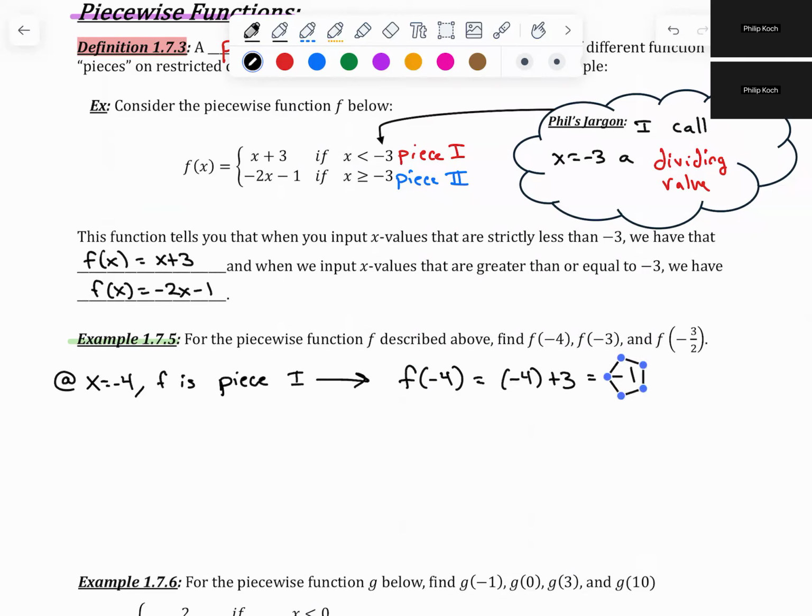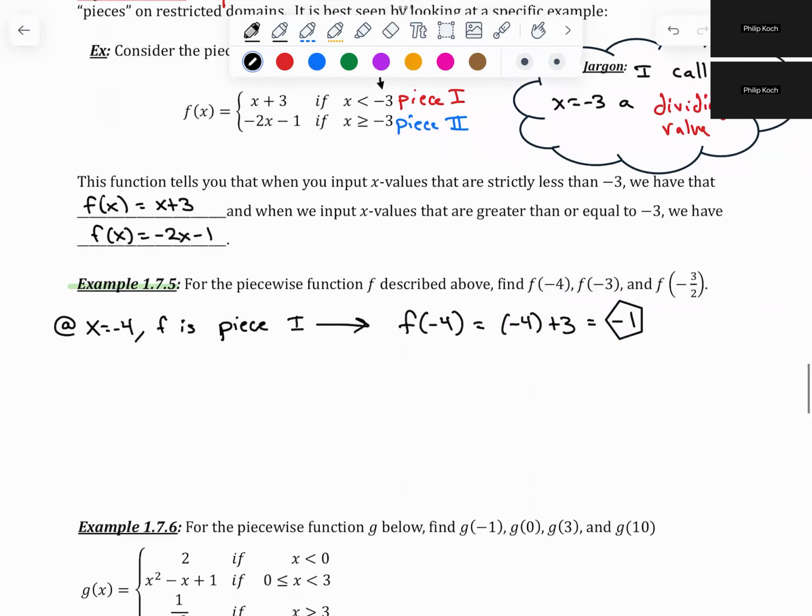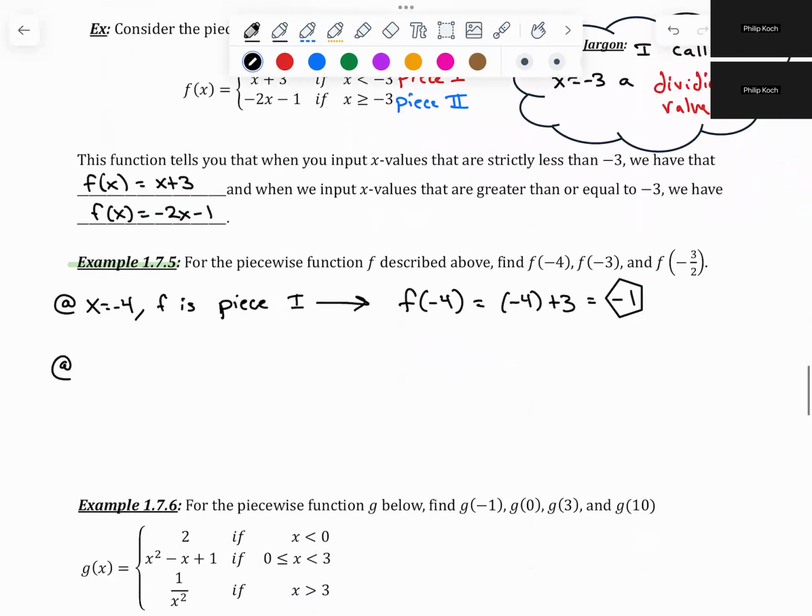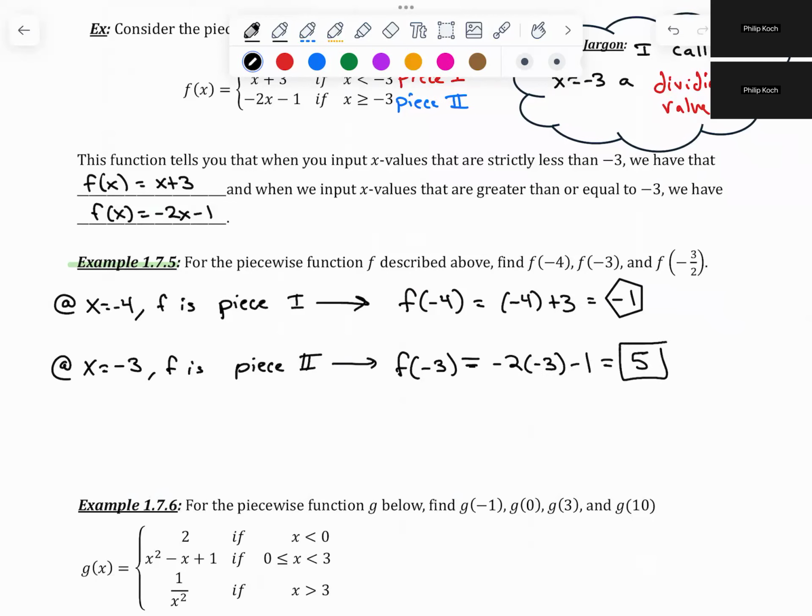I did not draw a pentagram or a pentagon, so that's interesting. But whatever. At x equals -3, f is piece what? Piece 2, because piece 2 includes -3. Piece 2 is greater than or equal to. So that means that f of -3 is equal to -2 times -3 minus 1, which is going to be +5.